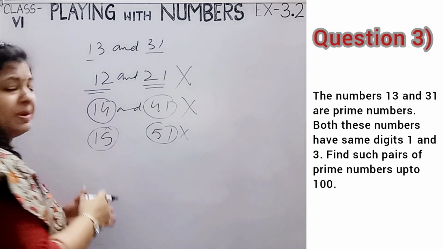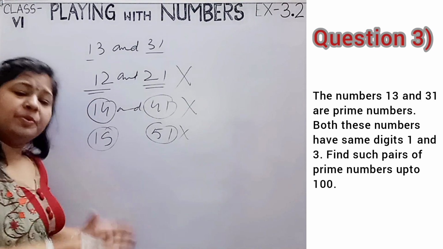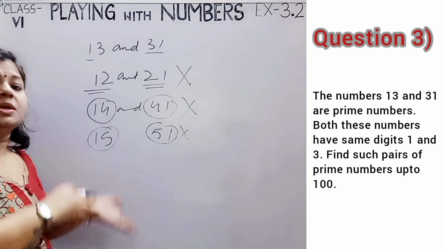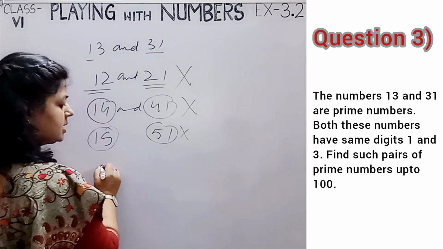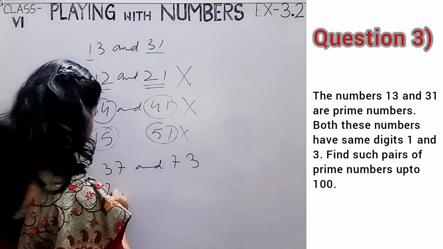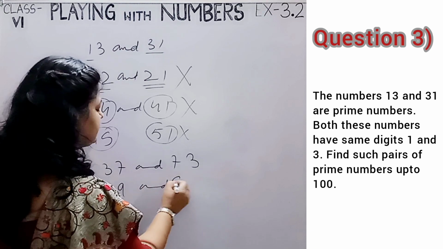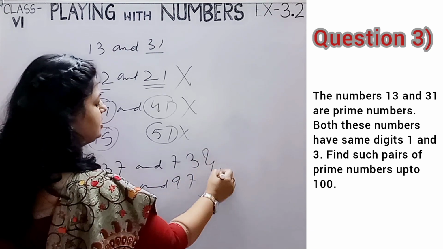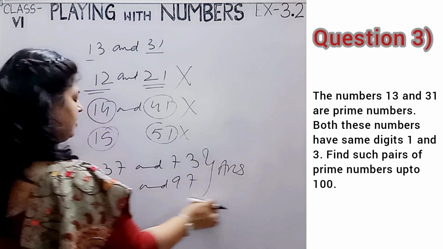So we need to memorize that there are only two such pairs up to 100 where both are prime numbers. These are 37 and 73, and 79 and 97. So these are the only two pairs up to 100 which are prime numbers.